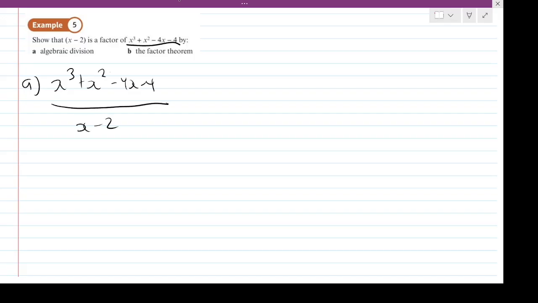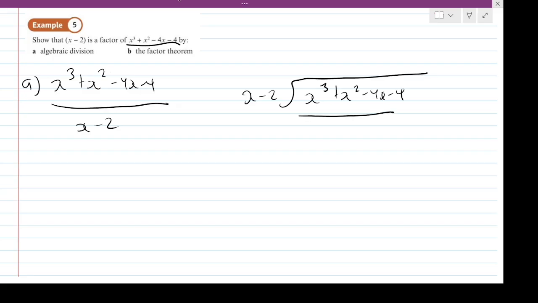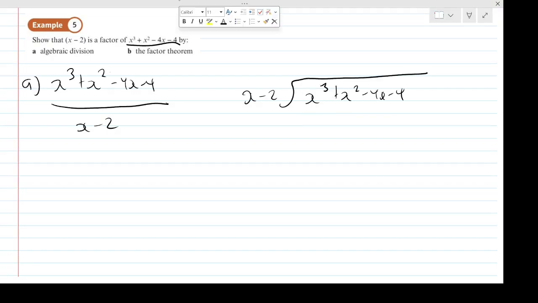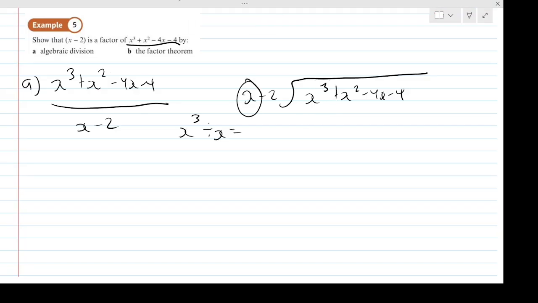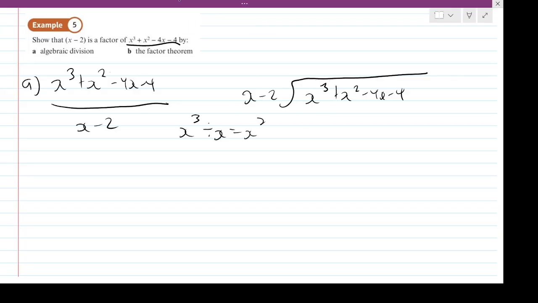Again we need to set up a bus stop, so the divisor, the denominator, is outside, and then inside the bus stop is x cubed plus x squared minus 4x minus 4. And then we said, what's the highest term inside the bus stop? That's x cubed. So we did x cubed divided by the highest power outside the bus stop, the x term. X cubed divided by x is x squared. That will then be up here.